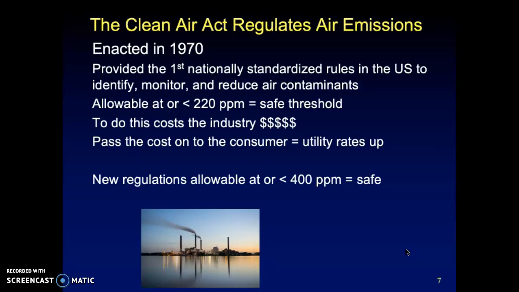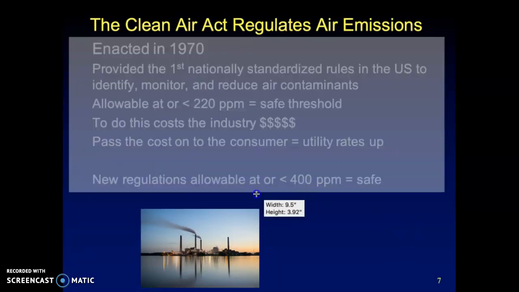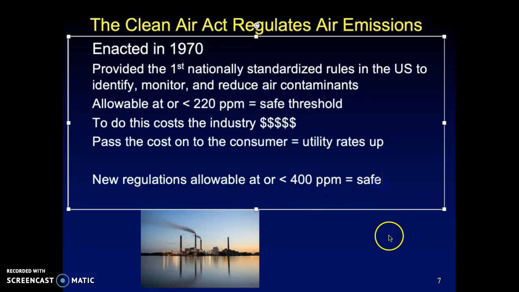Sometimes there is. And they say, okay, we screwed up. Let's raise the threshold. Great. That allows industry to decrease their costs, which decreases the cost to the consumer. Everybody's happy. Sometimes, though, these policies are changed without any science to say 400 is safe. Why are we changing it? Why does that threshold get adjusted?